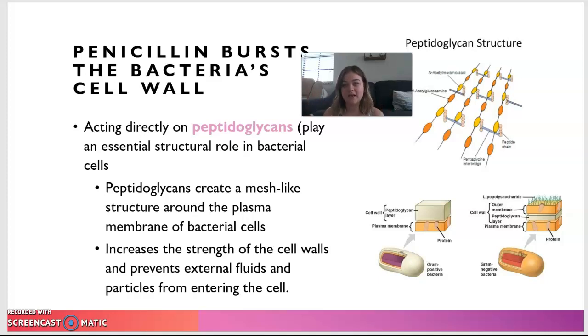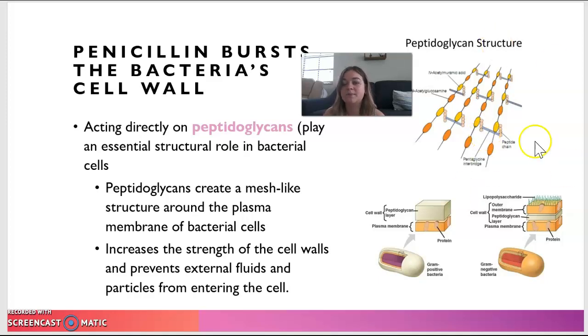It's what keeps the cell wall and the structure of the cell on the outside really strong and keeps it less permeable to any outside substances coming into the cell, such as water bursting the cell. So they create sort of a mesh-like structure around the plasma membrane surrounding that cell, and it increases the strength of the cell wall and prevents those external fluids from coming in and entering the cell.